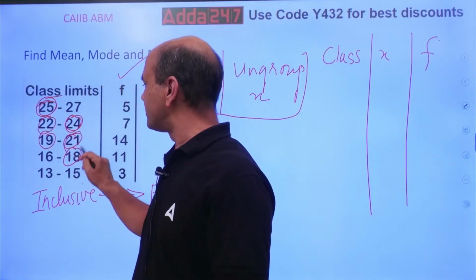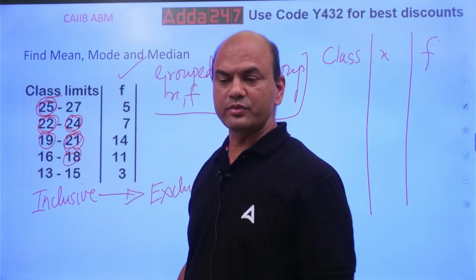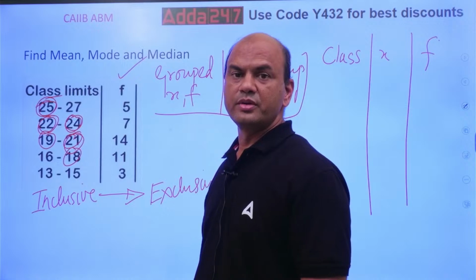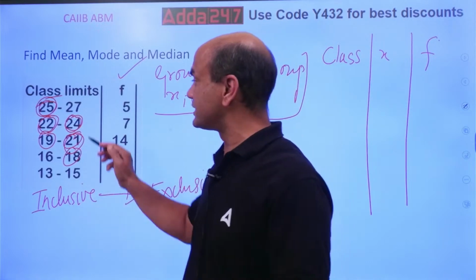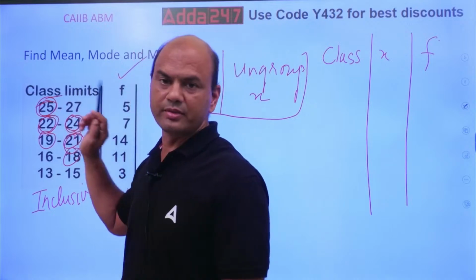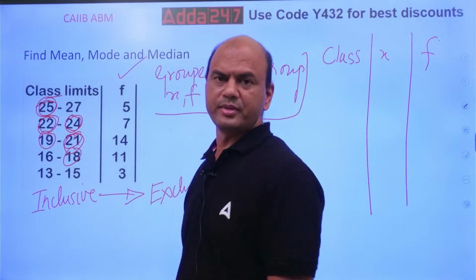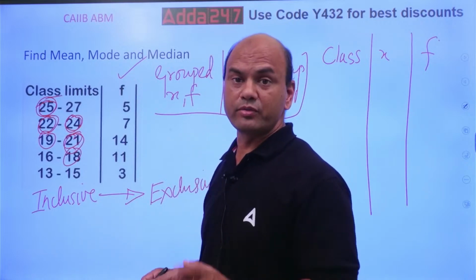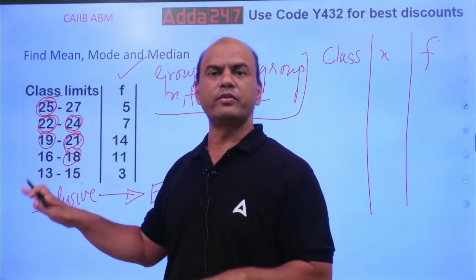This 21 should match with this 22. How will you make this match? So in that case, you take 0.5 on both the sides, because the difference is what? 25 minus 24 is 1, 22 minus 21 is 1. So 1 is the difference everywhere. Now what is half of 1? Half of 1 is 0.5. Take 0.5 here, 0.5 there.